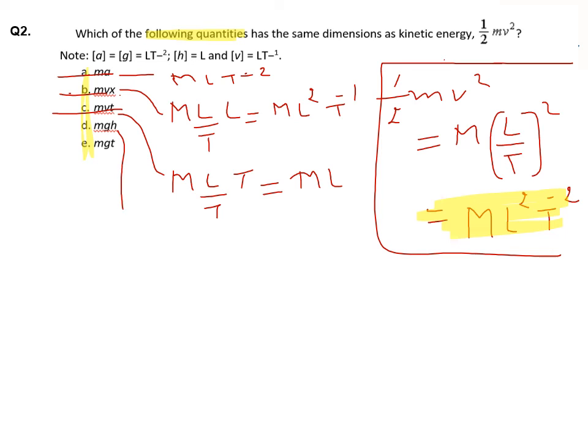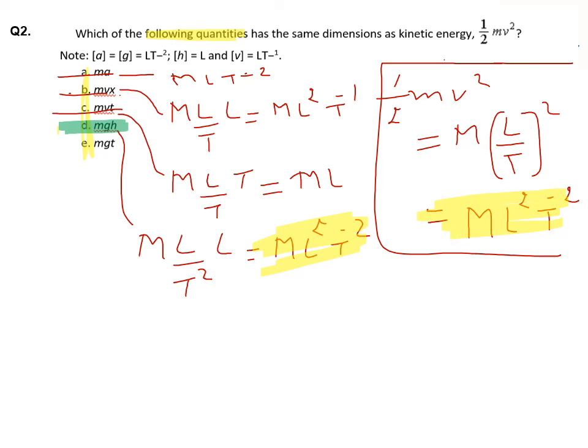Now my D part is mgh. So capital M for this, g is LT⁻². Then I have h. H is height, I'm going to measure it in L. So I have the dimensions ML²T⁻², and I guess that is the same as the dimension of the kinetic energy. So this is your answer for this question.